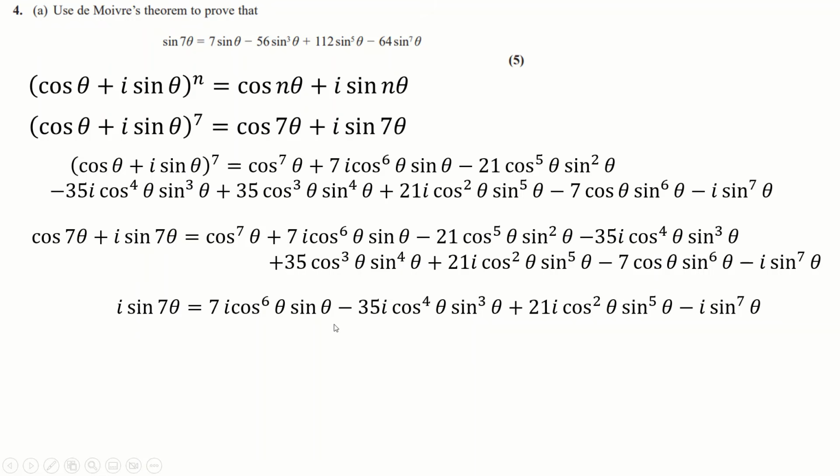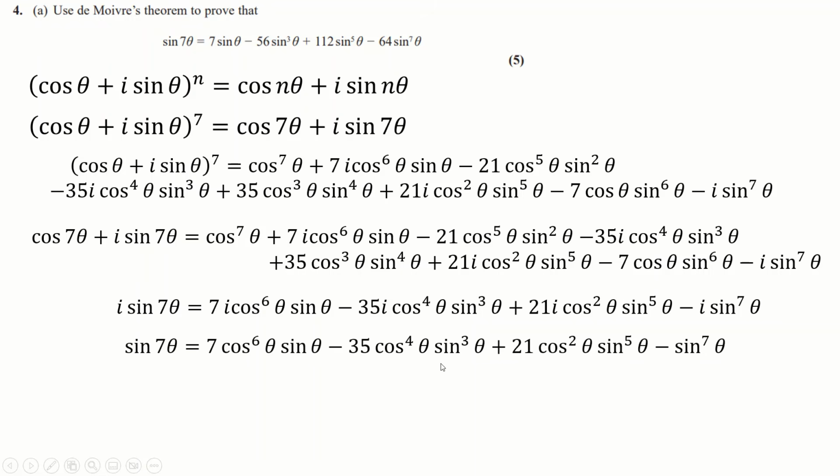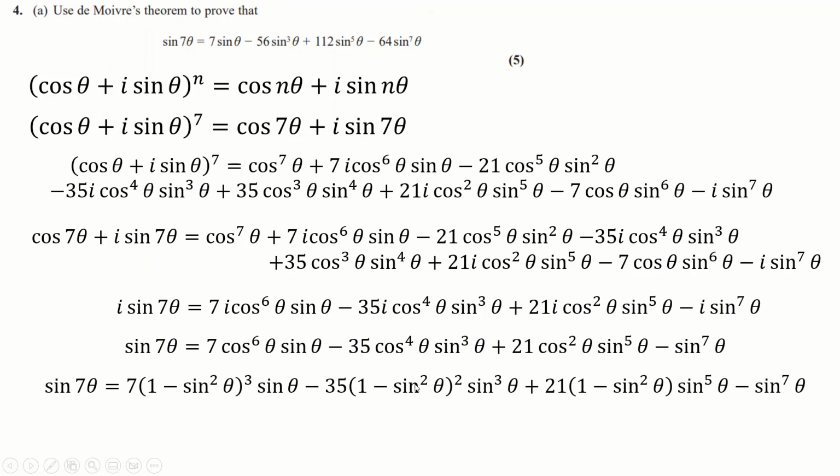Of course, we can just divide everything by i here to get rid of them entirely, and now we're on the right tracks, but the thing that they want only has sines in it. So we're going to use, of course, cos squared equals 1 minus sine squared. Now, cos to the 6 is essentially cos squared cubed, so this here is 1 minus sine squared, cubed. And this here is 1 minus sine squared, squared, and this is just 1 minus sine squared.